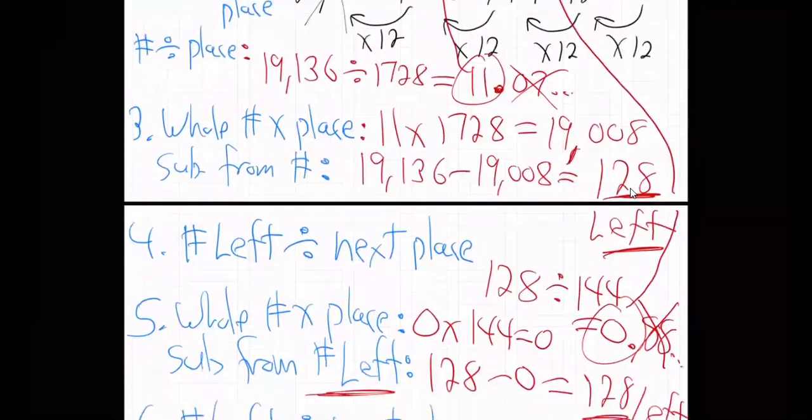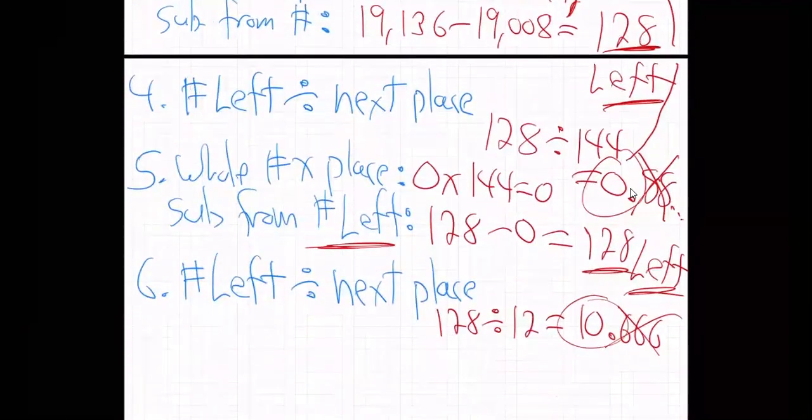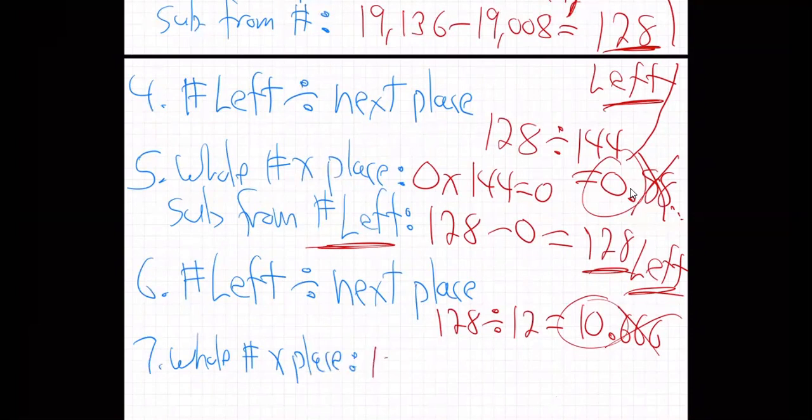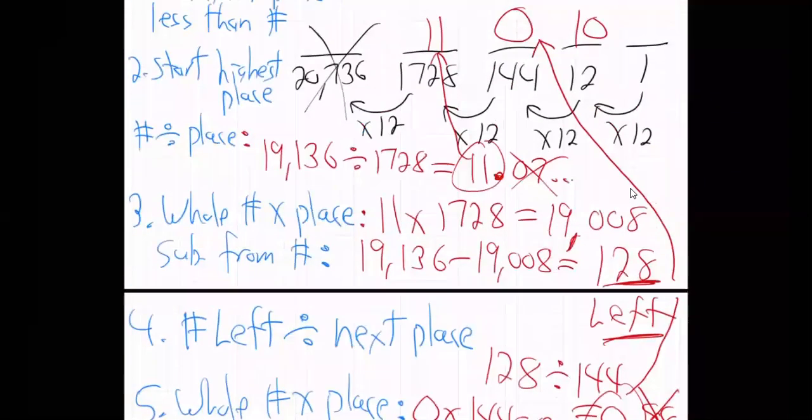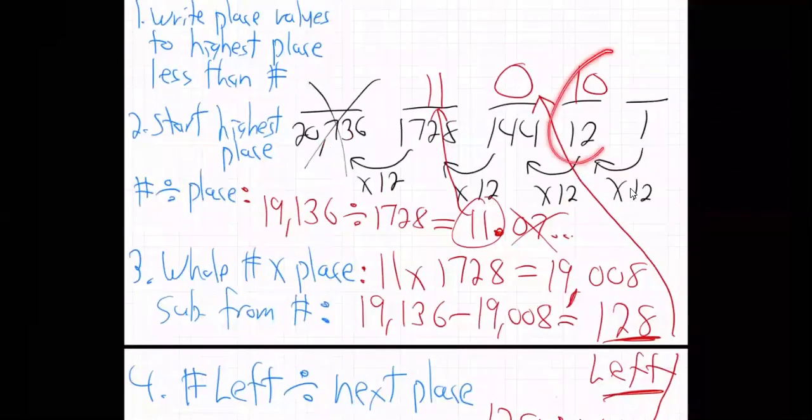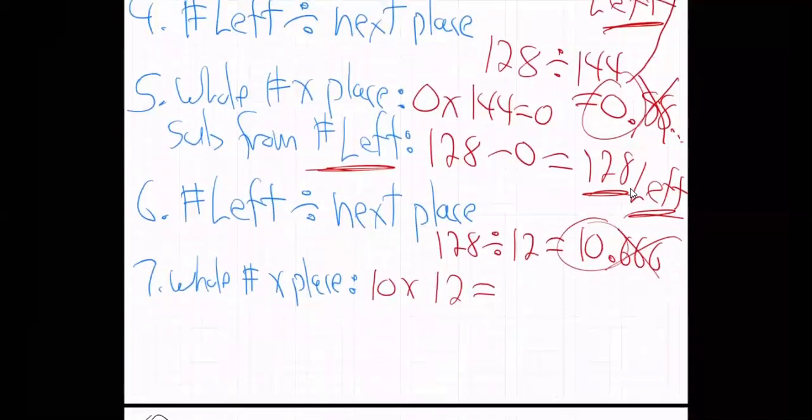Right? 10. All right, one more step. Take the whole number times the place. So what's the whole number? It is 10 times the place. The place is the 12s, right? Yeah, 10 in the 12s place. Multiply those together, 10 12s. And so that's 120.